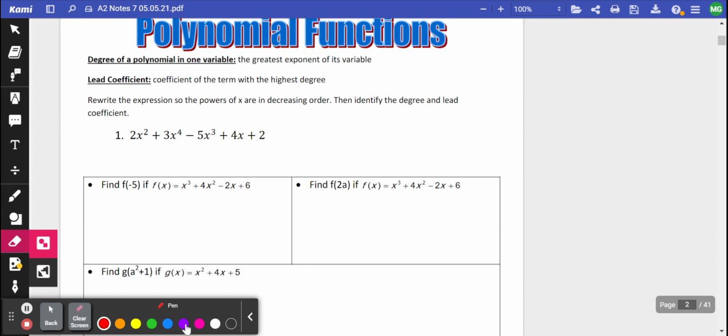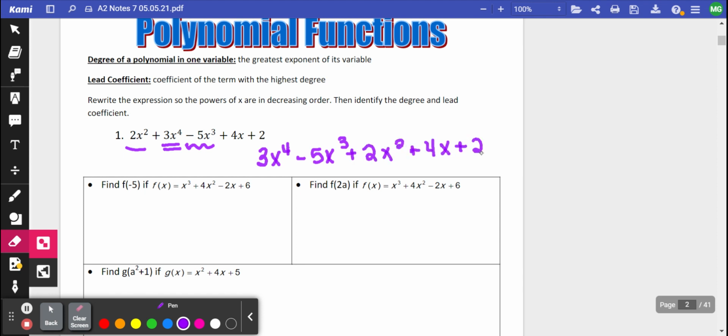So sometimes we're given a function and it's not written in descending order. So we're going to write this in descending order, and we do that by exponent. So this term has the greatest exponent, so we would write that one first and kind of move on down the line. We have minus 5x to the third. We've got this right here, plus 2x squared, plus 4x plus 2.